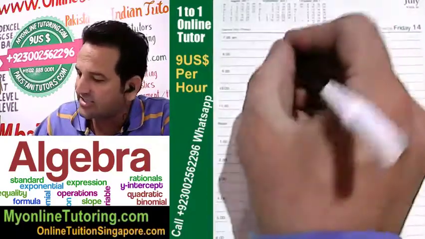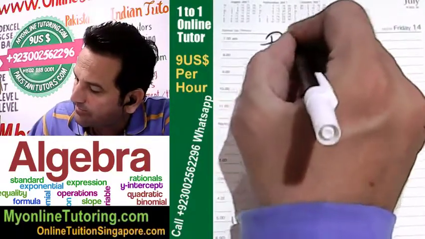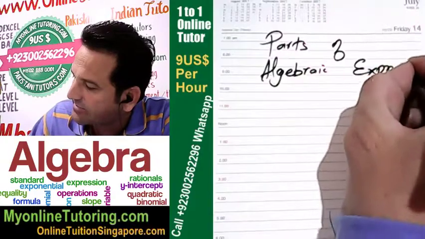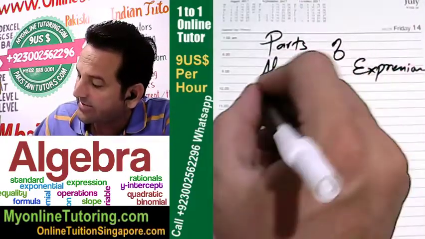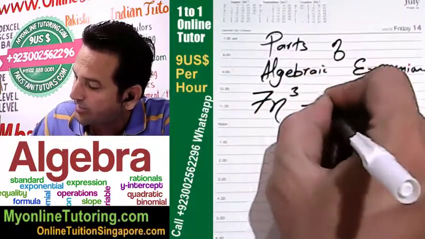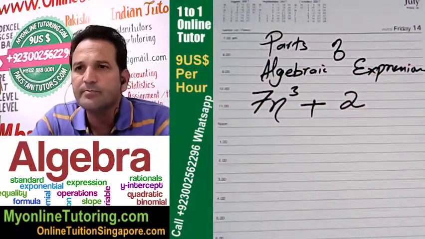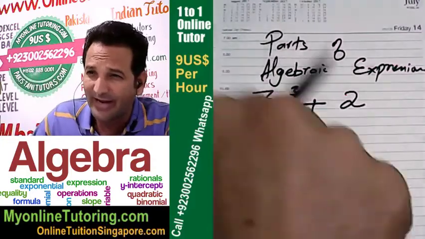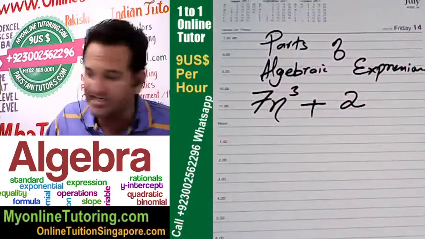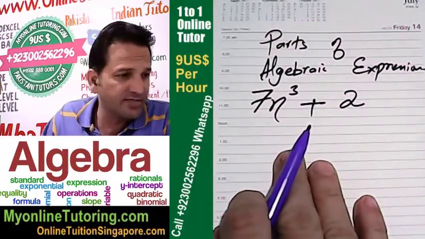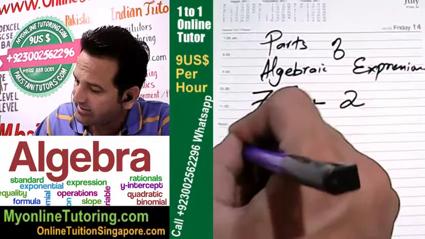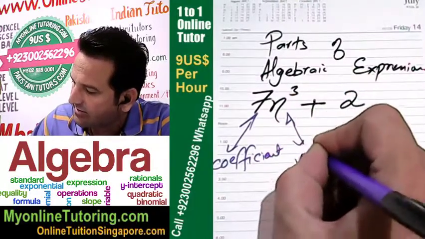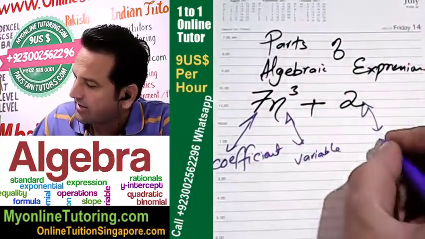Now I am writing the parts of an algebraic expression. For example, 7n cube plus 2. Again we will perform a dissection, a breakup of this algebraic expression, and we will try to understand what components are involved here. This 7 is the coefficient, this n is the variable, this 2 is a constant.